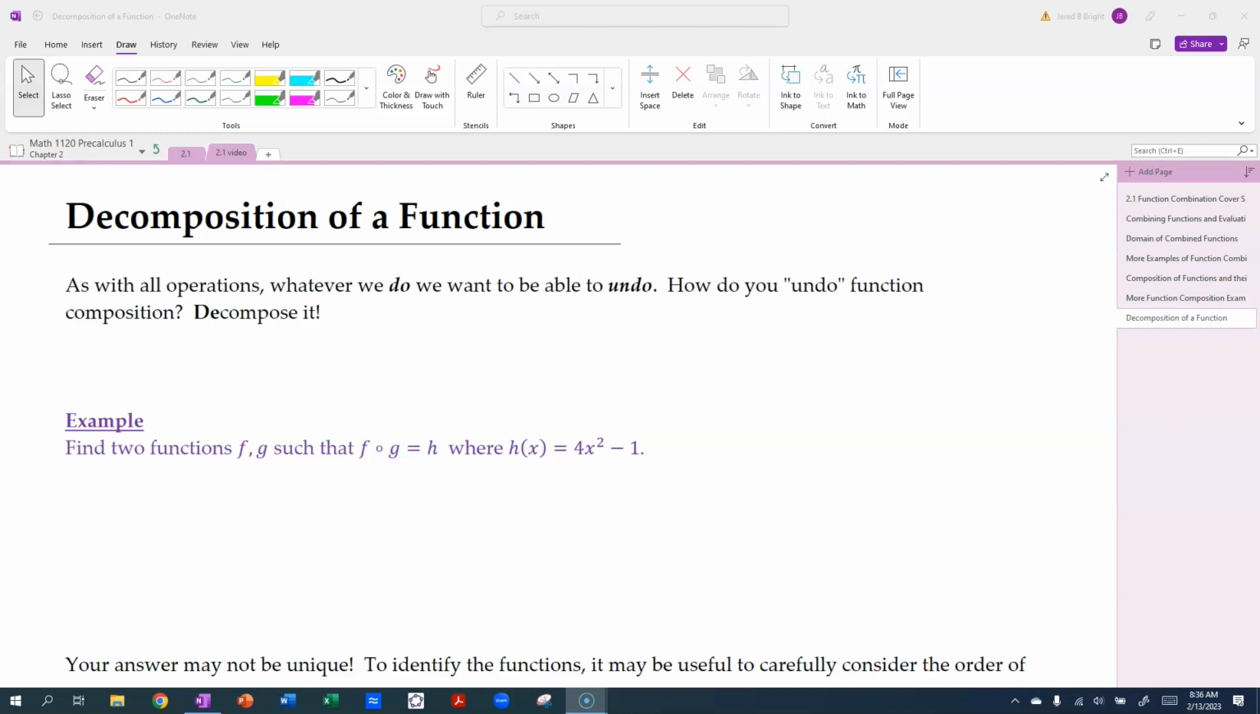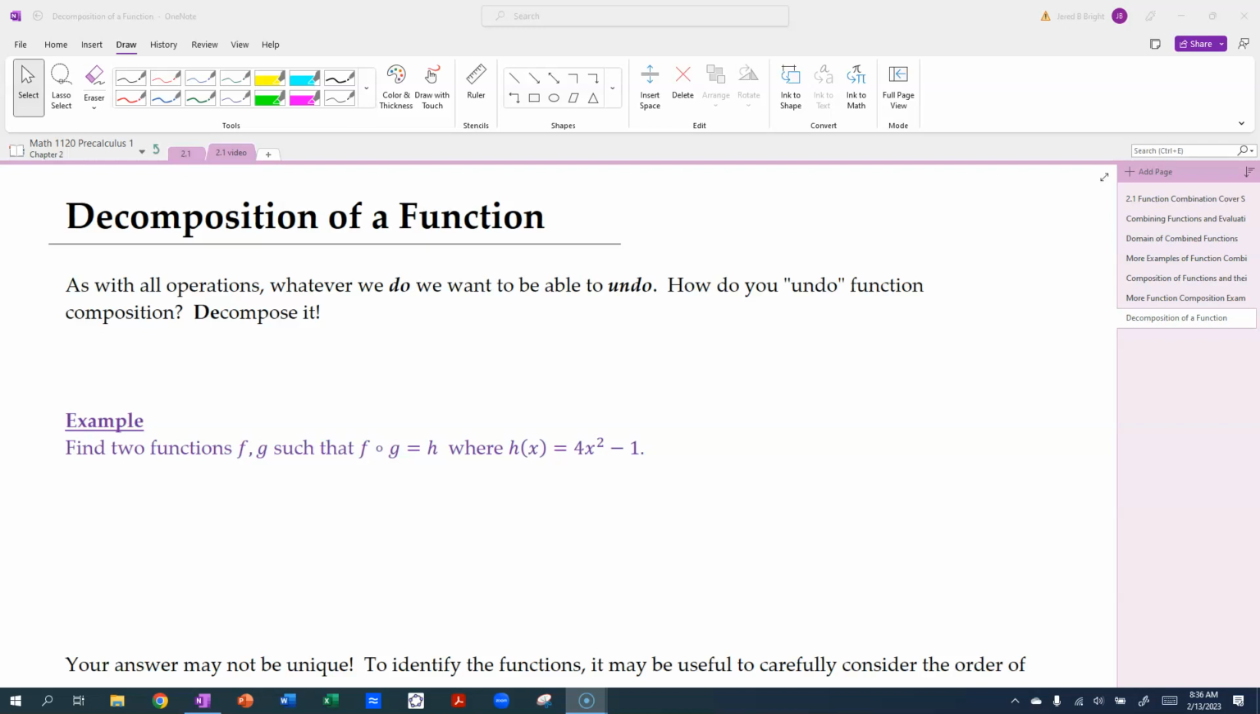Welcome, and we've just been talking about function composition. In mathematics, whatever we do, we want to be able to undo. For addition, we have subtraction. If we have multiplication, we have division. If we have exponentiation, we have logarithms. More on that to come. But with function composition, if we compose a function, we want to be able to decompose a function as well.